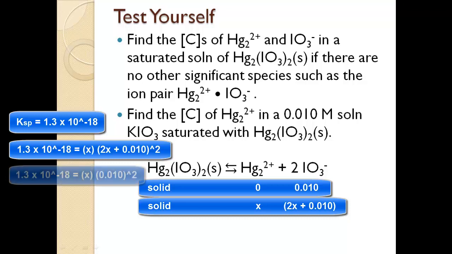So now all I have is x times 0.010 squared. If I solve for that, you should get 1.3 times 10 to the negative 14th molar. And look at that number. That number is way less than 0.01, which is what I added into the solution. So our assumption was correct. So there you go, guys. That is your second example for the common ion effect.